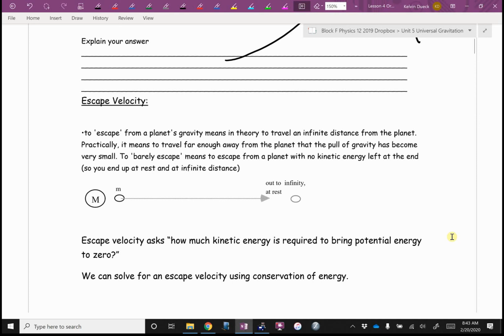We want perfection. So what I wrote here is to escape from a planet's gravity means, in theory, to travel an infinite distance from the planet. In reality, it means you go far enough away from the planet that the pull of gravity is so small that we ignore it. To barely escape, which is what we're going to do, means to escape from the planet with no kinetic energy left at the end. So you're going to end up at rest and at an infinite distance.